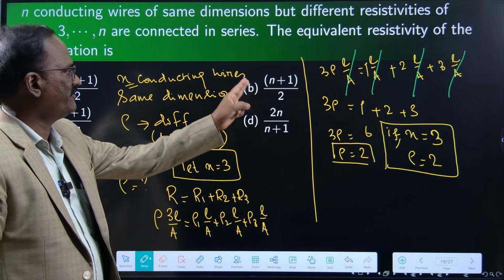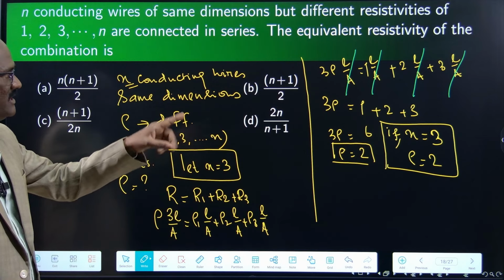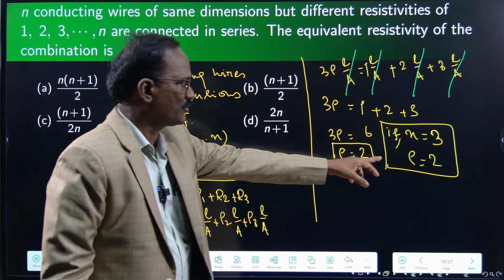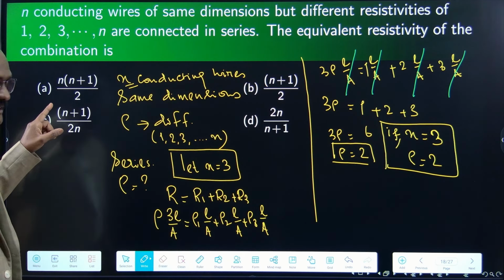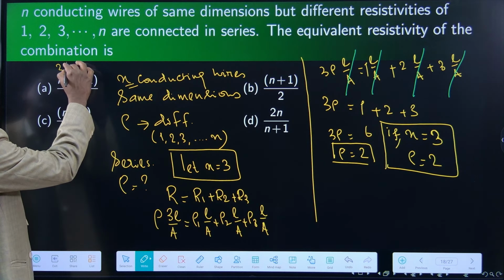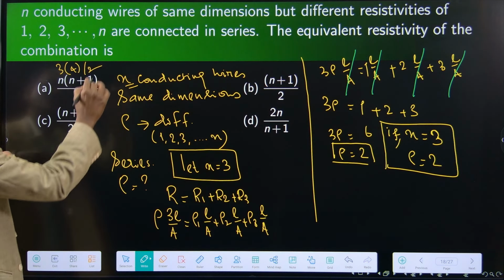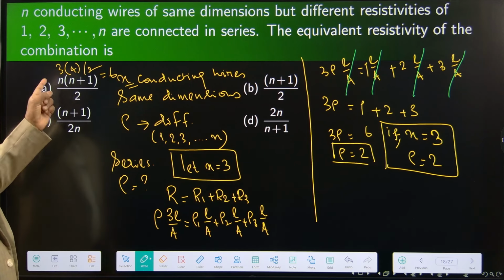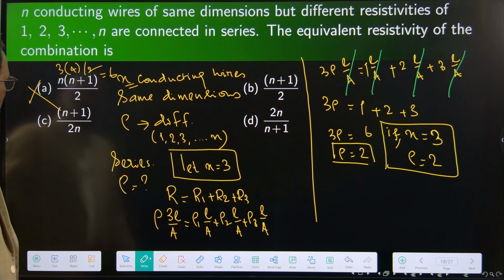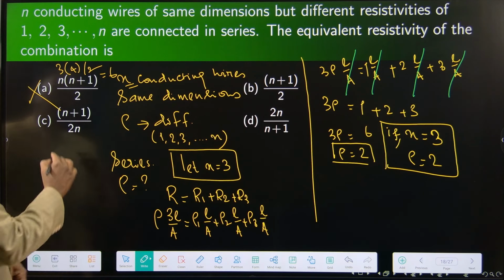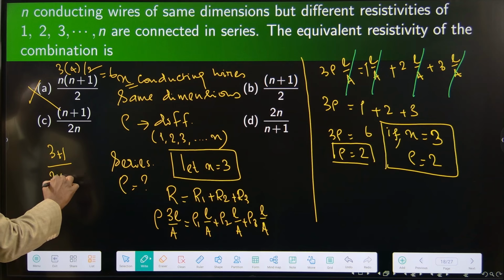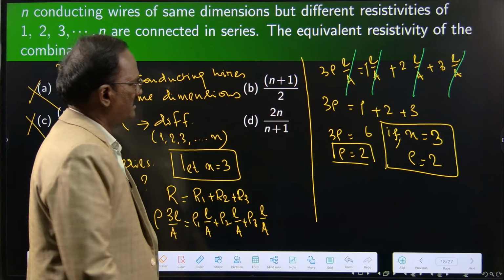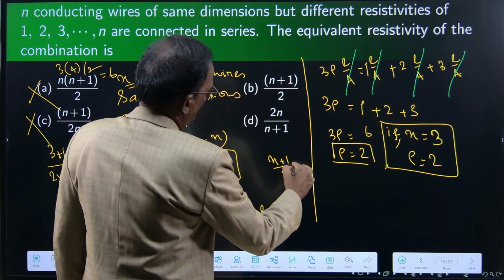Let us substitute the value. Substitute N is equal to 3 in all the options and find which option gives us rho equal to 2. First option: 3 into 3 plus 1, 4 divided by 2. 3 plus 1 is 4, so 2 into 4, this is 6. I need 2 as the answer. Next, N is equal to 3: 3 plus 1 divided by 2 into 3, 4 by 6, 2 by 3. This is wrong.